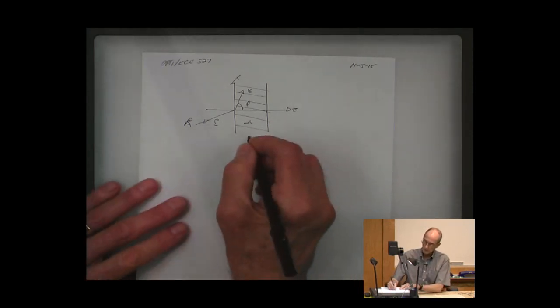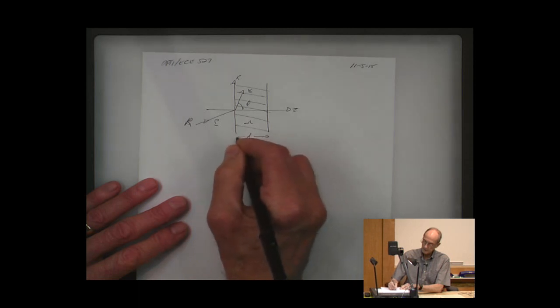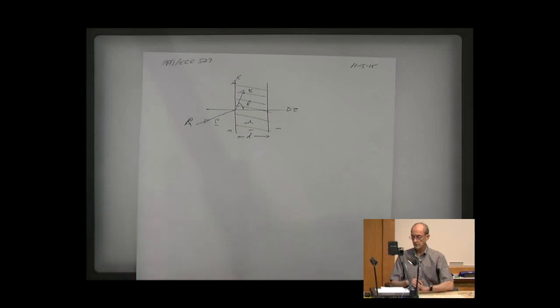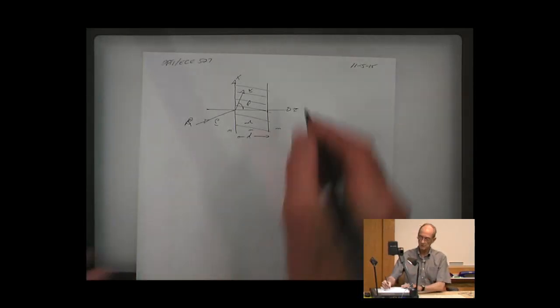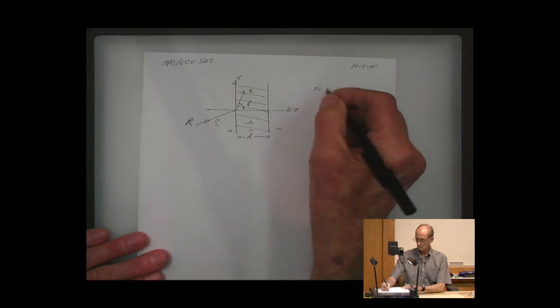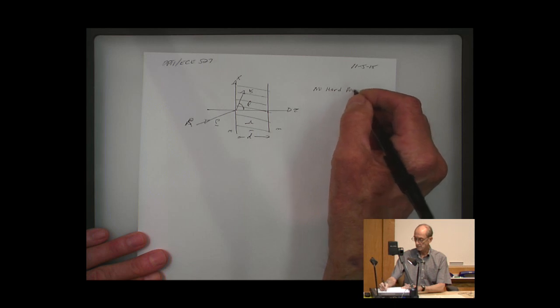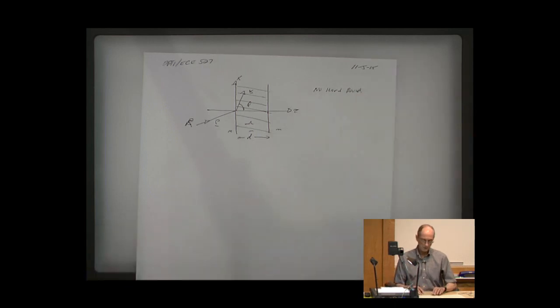And so, again, we have some thickness d, and we're assuming, again, that this grating, one of our assumptions was that we don't have any real hard boundaries. So that is going to buy us some things in the way of simplification in the analysis of this grating.